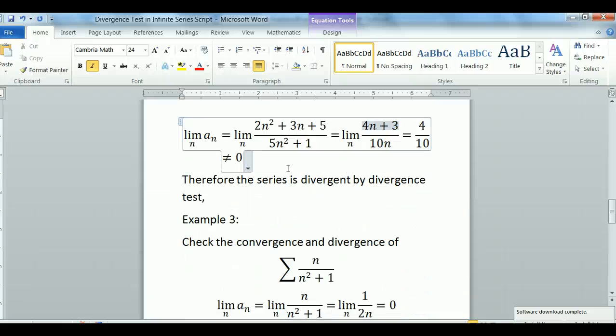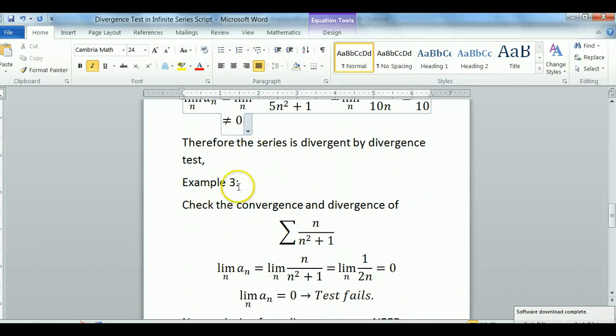Alright, now let's look at a third example. Now let's look at this one. Okay, so now once again we need to check the convergence and divergence of the series. So what we do is we take the sequence and we look at the limit of the sequence. So we have limit of n over n squared plus 1.